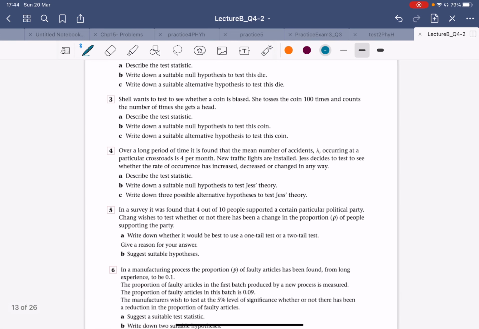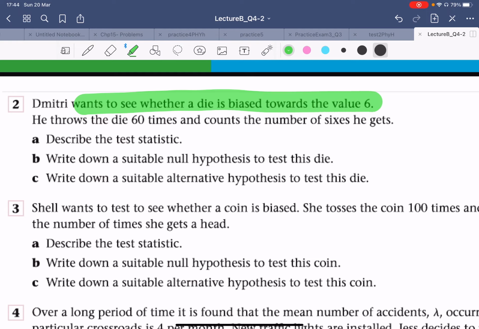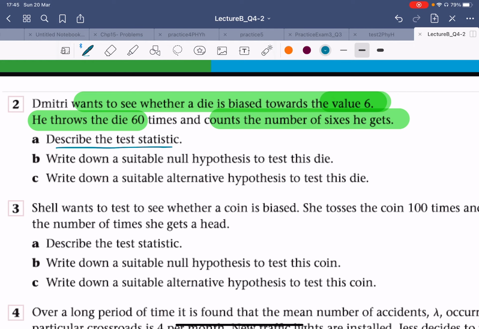So you can see the practice here. These are the practices that you can do to set up the hypothesis. So for example, the first one: Dimitri wants to see whether a die is biased towards the value of 6. He throws it 60 times and counts the number of 6s he gets. Describe the test statistic. So the test statistic is this one, the number of 6s on the throws. So how many times did he throw? Write down the null hypothesis for this.